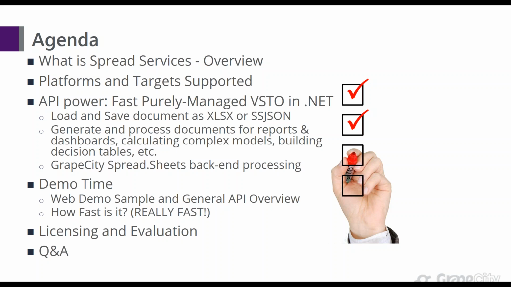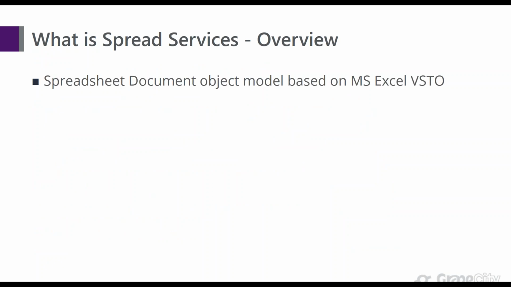Okay, let's jump right into it. What is Spread Services all about? Here's a quick overview of Spread Services. Spread Services is Grape City's newest spreadsheet component, and this version of Spread is totally developed from the ground up, specifically focused with the intent to make the best and fastest possible spreadsheet document library, which supports the entire Microsoft Excel VSTO object model for spreadsheet documents.